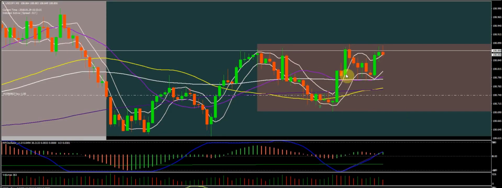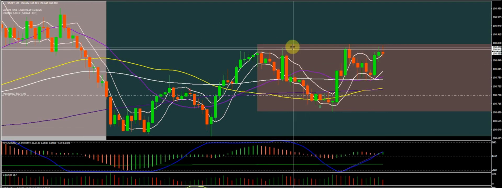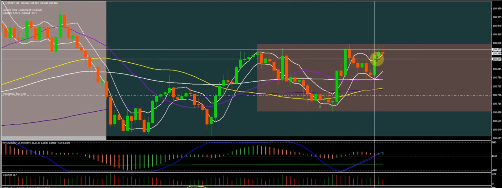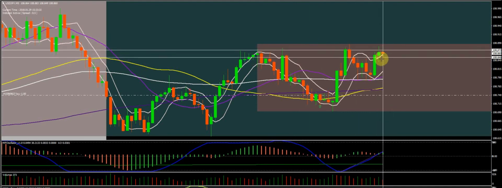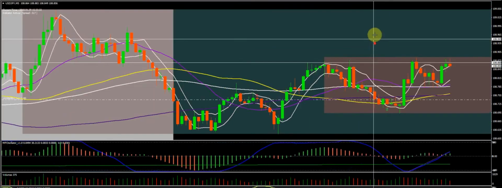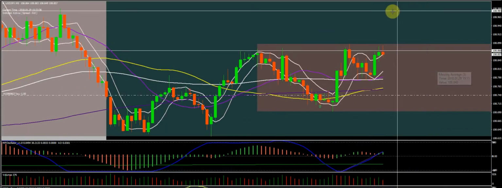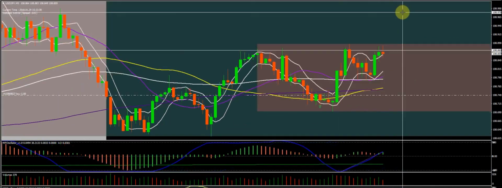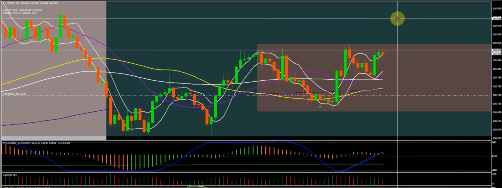Okay, so we've pushed up here a couple of times. We have failed to break through this level, so I'm looking for this now to be the attempt where it does break through, and then what I'd like to see is a push higher up to these levels up here somewhere, 108.90.